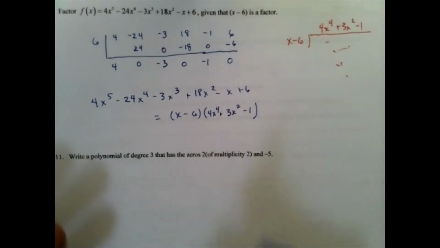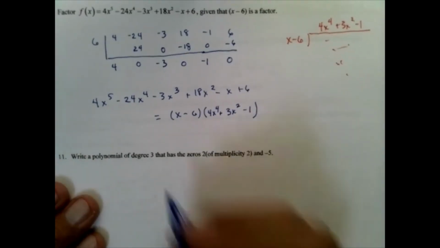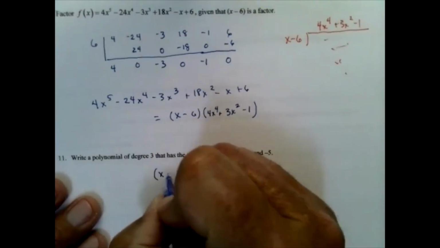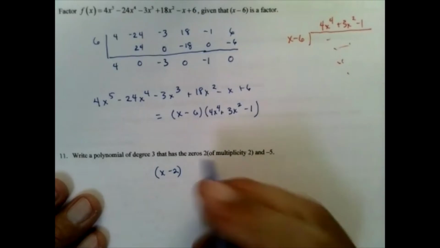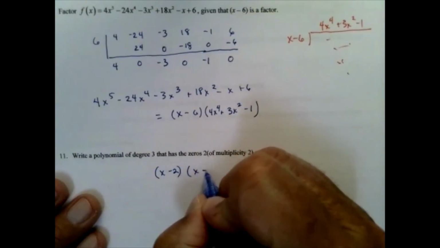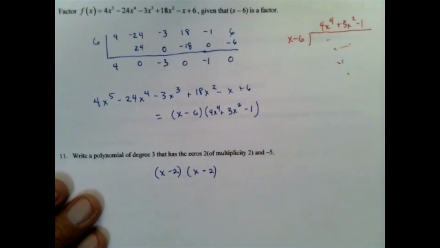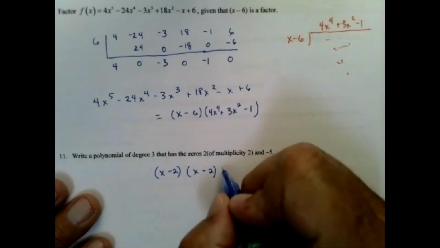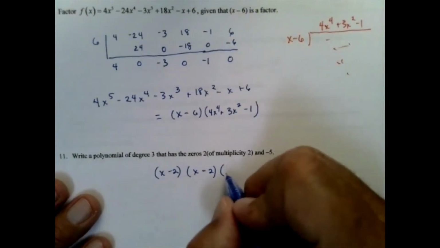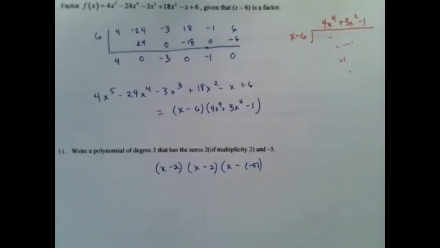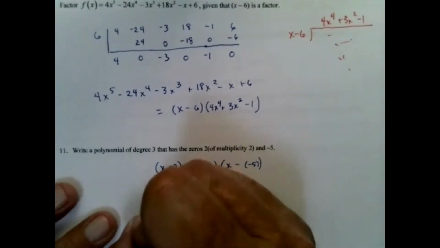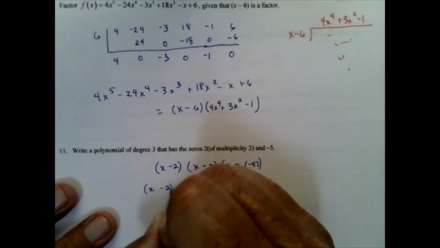Okay, no, wait, I got it. If it's a 0, that means it's a factor, and I have x minus 2. If it's a multiplicity 2, that means I'm going to write it twice. Finally, how would I write x minus negative 5? Well, I'm going to change that quickly into x plus 5. So now I have the factors.